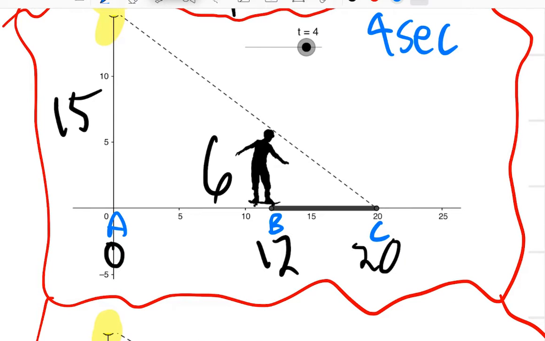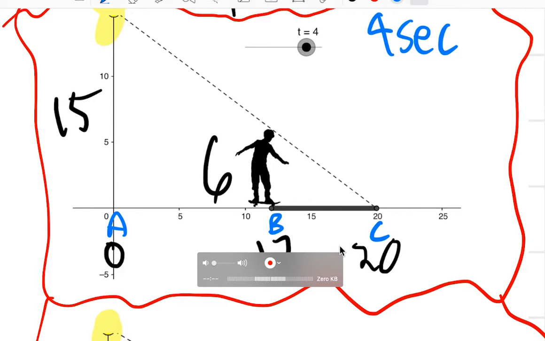Then we go to 4 seconds. So where is everyone at 4 seconds? Well, the lamppost is still 15 feet tall. The skateboarder is still 6 feet tall. Of course, that's not changing. What has changed though is they traveled 1 more second from 3 seconds to 4 seconds. So they've gone 3 more feet because the skateboarder is going at 3 feet per second.